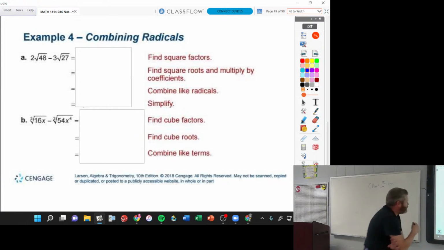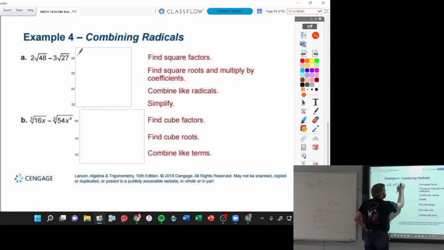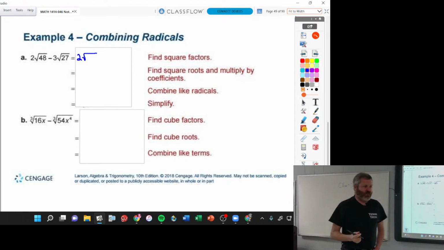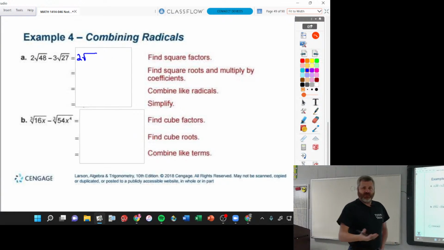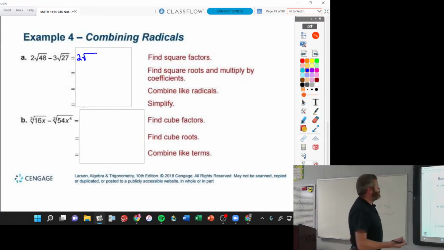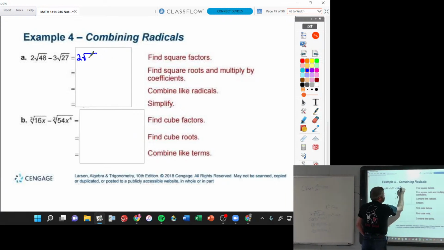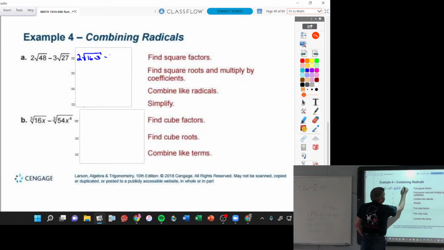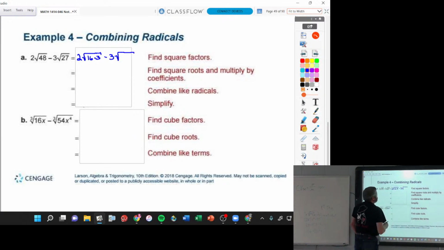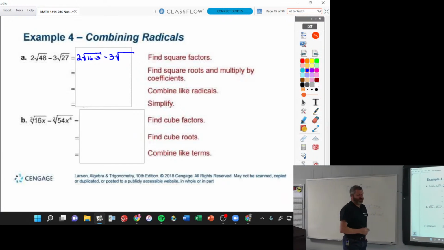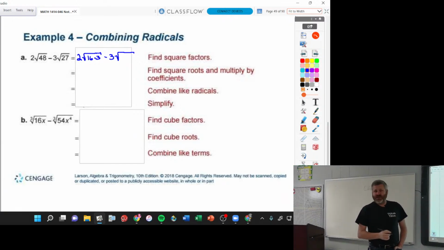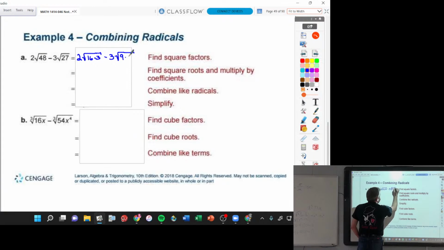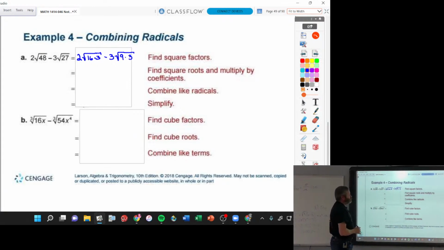Okay, and so what that would look like is 2 times the square root of, let's see, 48. A perfect square that goes into 48 would be 16. 16 times 3, right? 16 times 3 is 48. So I'm going to rewrite this as the square root of 16 times 3. Let's see, perfect squares that go into 27. 9 is a perfect square. 9 times 3 is 27. Minus 3 times the square root of 9 times 3.